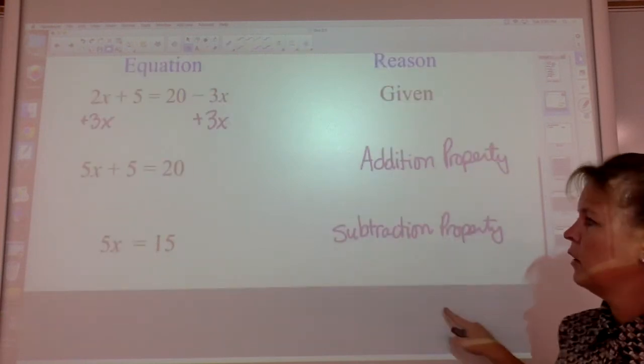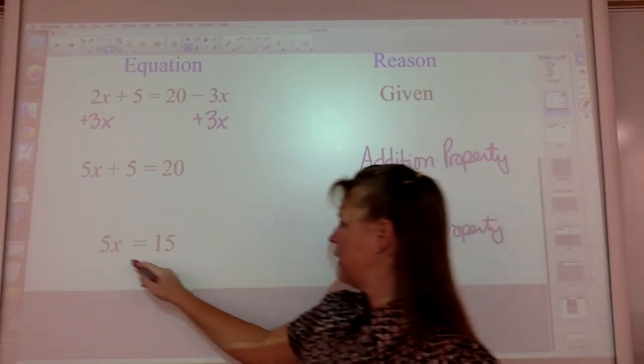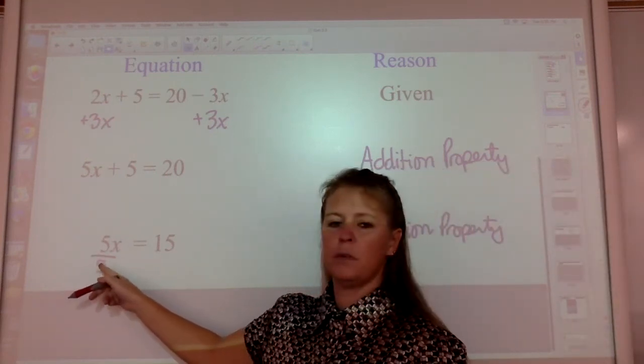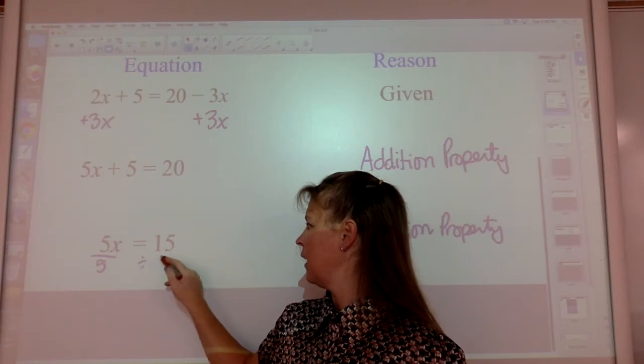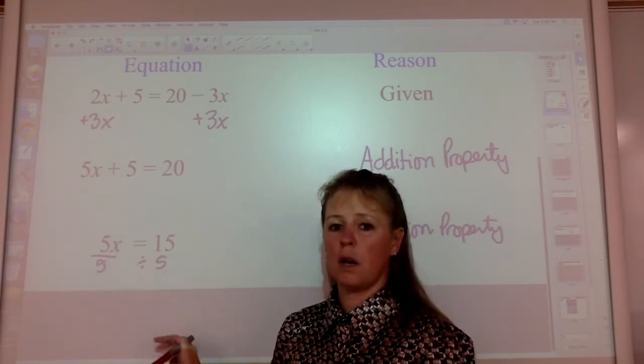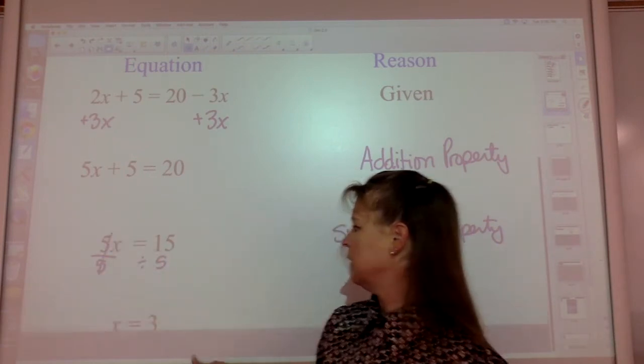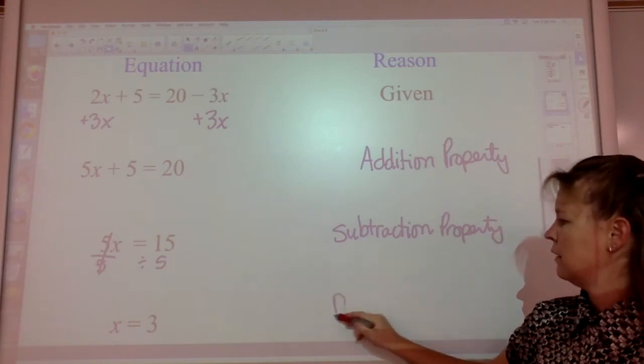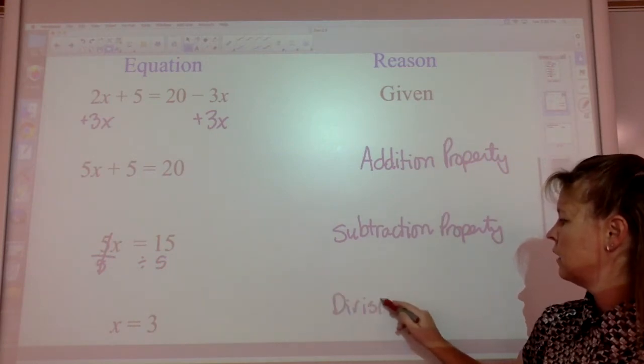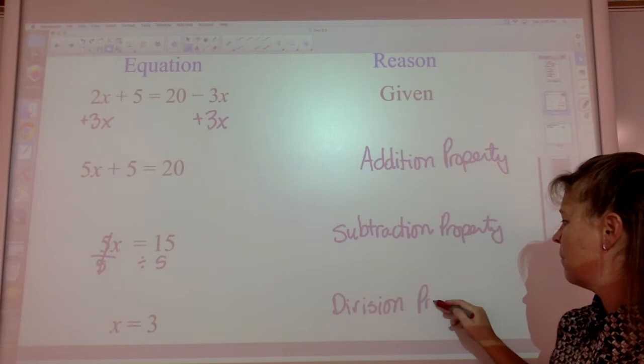Then from there, you are going to divide by 5. And whether you use a division bar or a division sign doesn't matter, or if you don't show your work at all, you know that x equals 3. How did you get to that result? You used the division property.